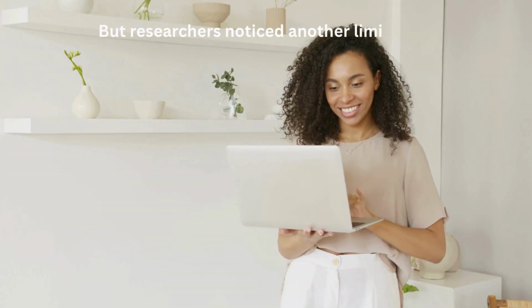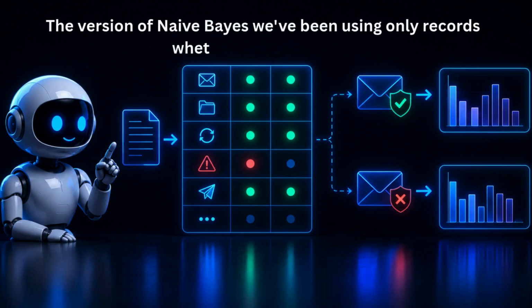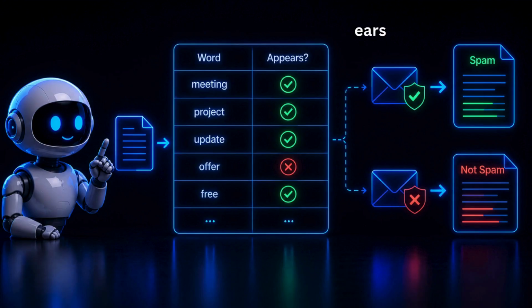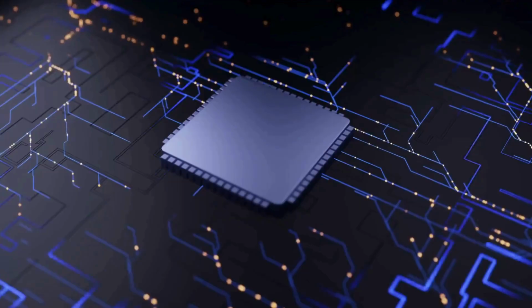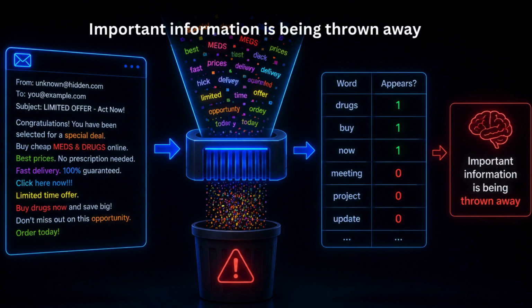But researchers noticed another limitation. The version of naive Bayes we've been using only records whether a word appears, not how many times it appears. Imagine an email that says, "Drugs. Buy drugs now." The word drugs appears twice. But the model treats it exactly the same as if it appeared once. Important information is being thrown away.